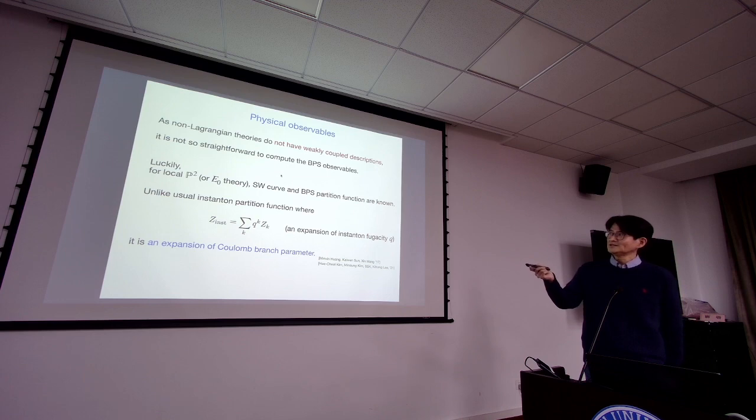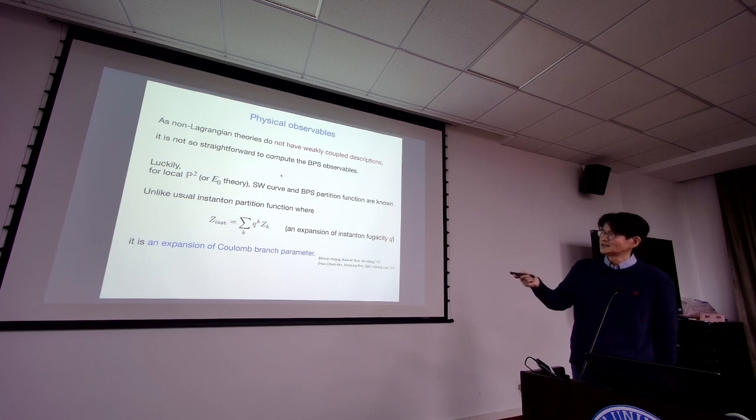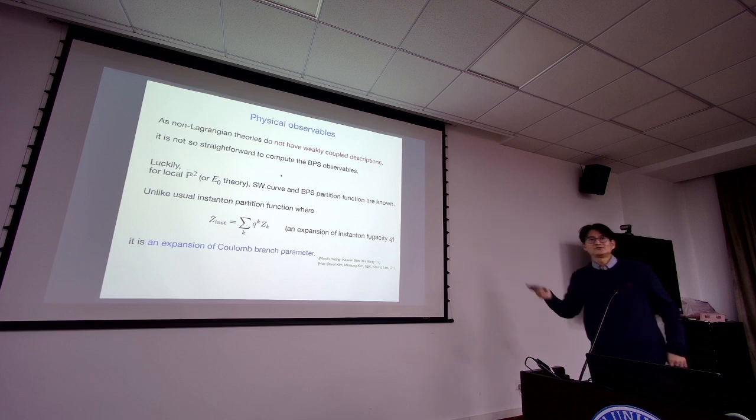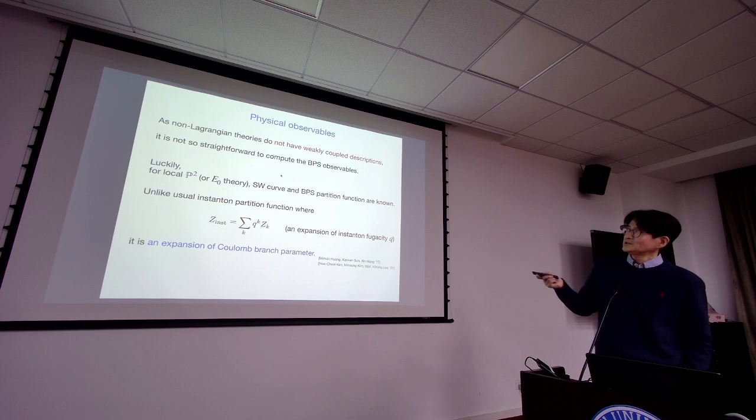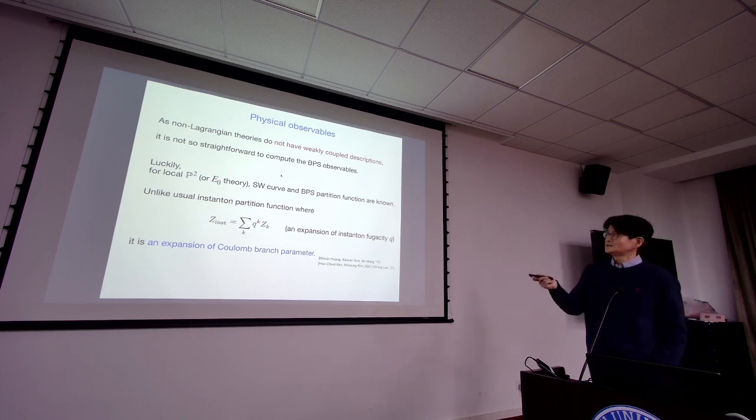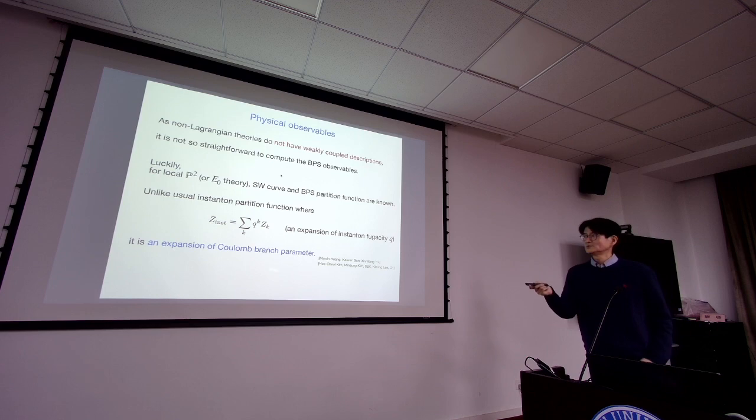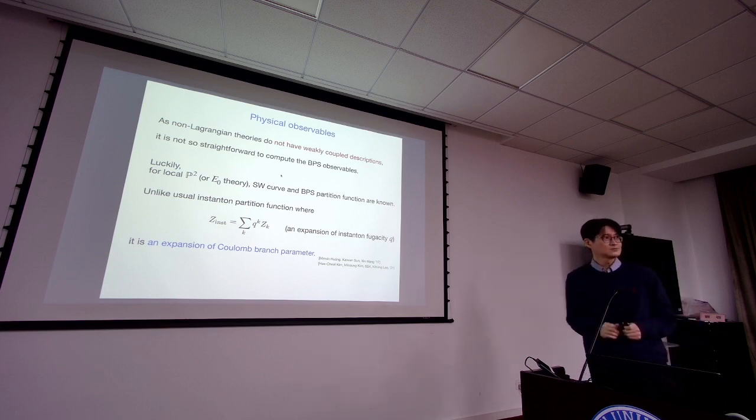Usually, when you talk about the instanton partition function, that means we have a partition function as an expansion in the instanton fugacity q. So the instanton part of the partition function has 0 instanton, 1 instanton, and all the way to infinite instanton, although we may not be able to compute all of them. But for the BPS partition function of the non-Lagrangian theory, because there's no instanton, the instanton is decoupled, it is an expansion in the Coulomb branch parameters instead. So it's a different structure of the BPS partition function.